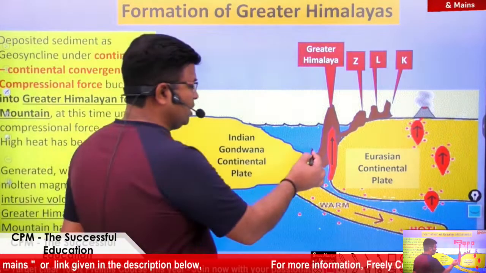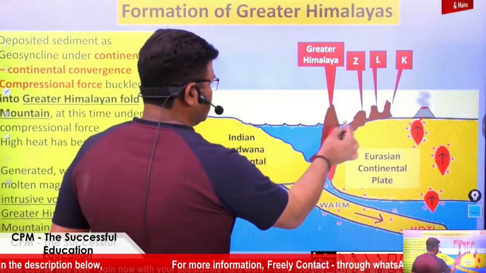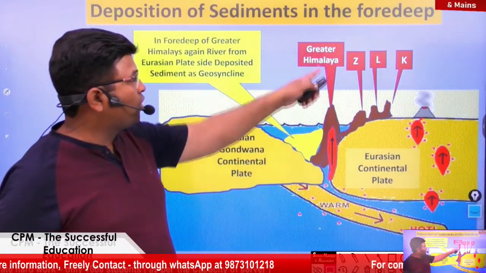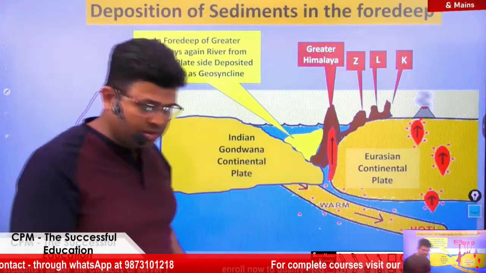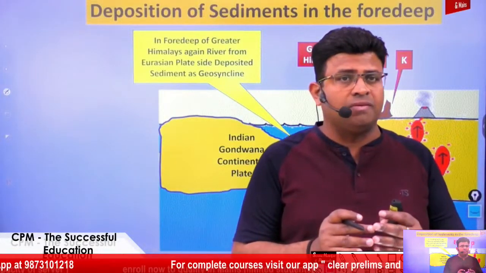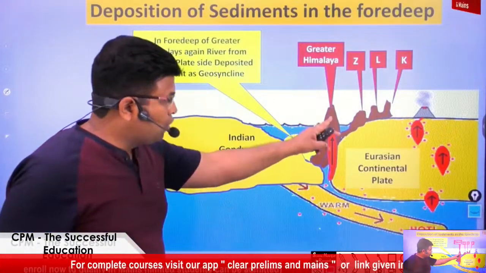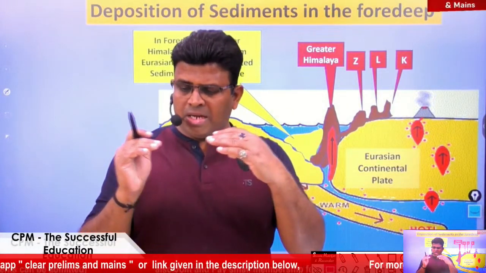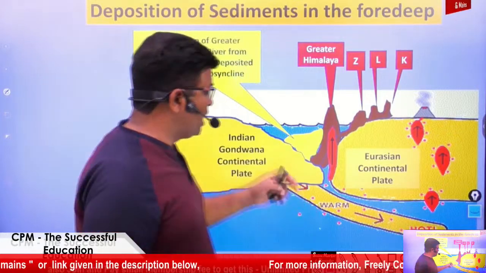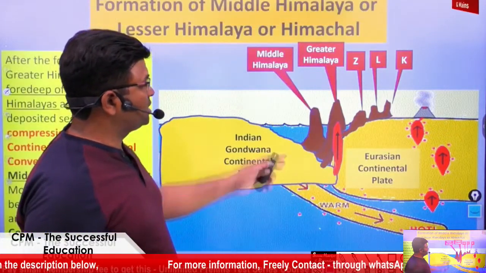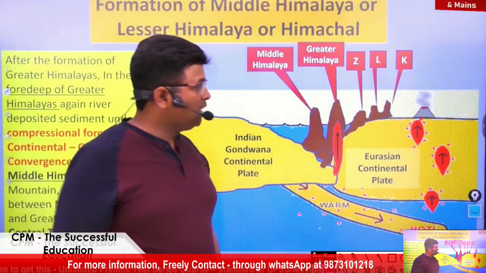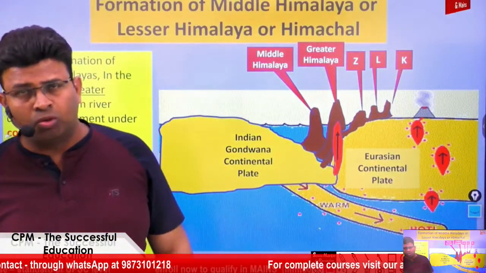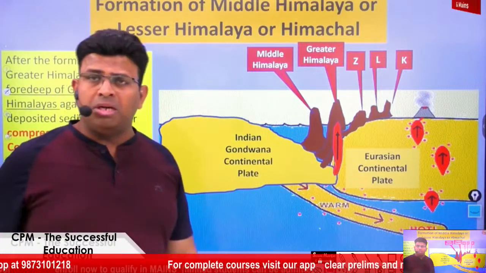And in this foredeep, I said that by the river sediments have been deposited. Yes or not? Now this time it is the foredeep of Greater Himalaya. And here you must be watching that continental convergence is taking place. So in the foredeep of Greater Himalayas, yes, students, everyone, what happened? Again, continental convergence and compressional force led to the formation of, yes, Middle Himalayas. Understood it? So this is the way you can understand how the Middle Himalayas came into existence: Greater Himalaya, and thereafter Middle Himalayas.